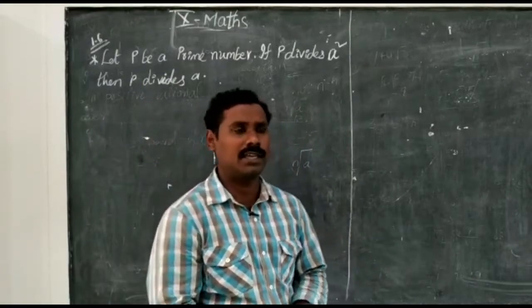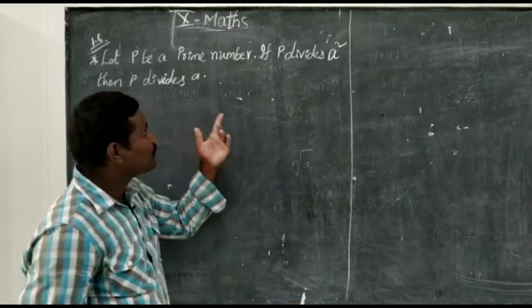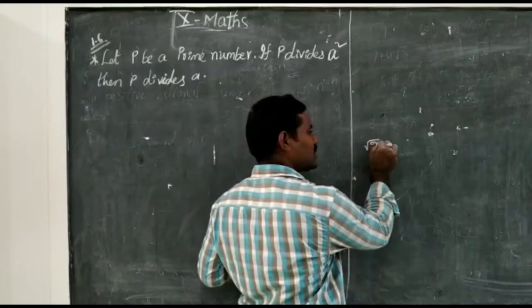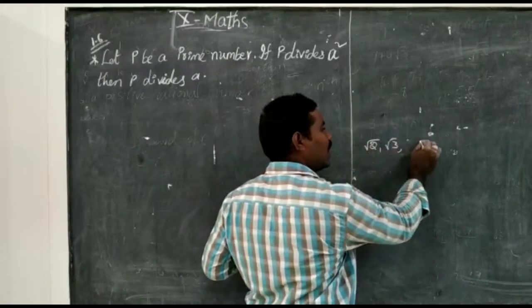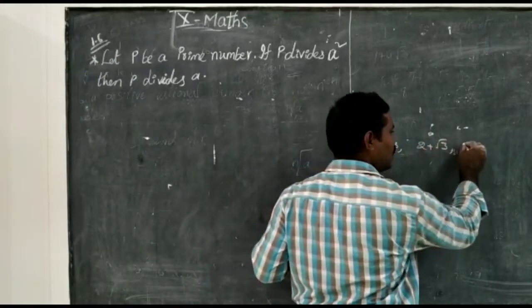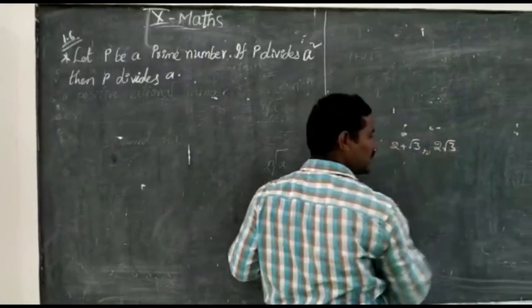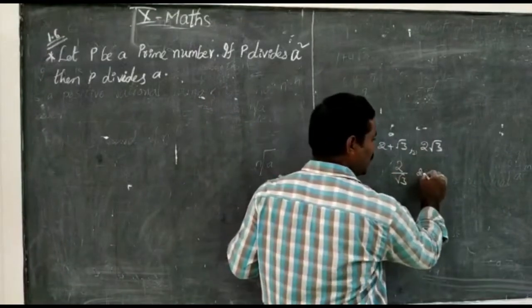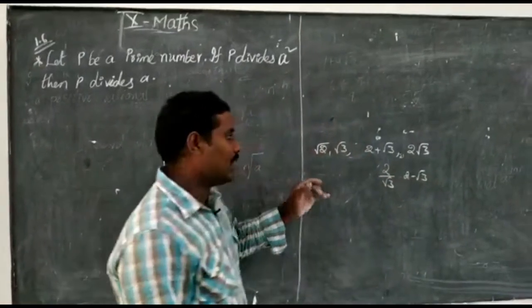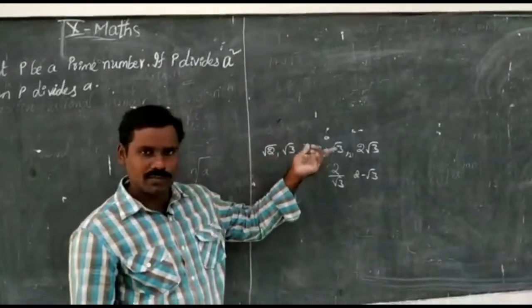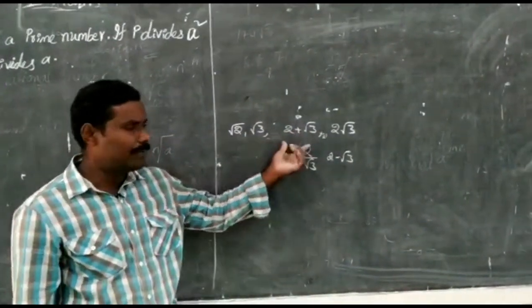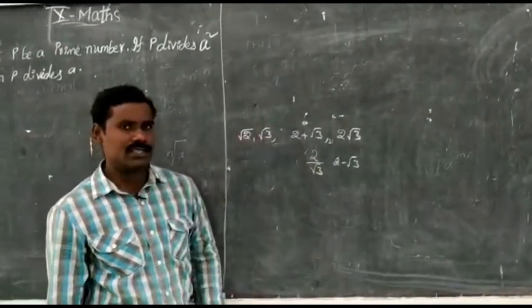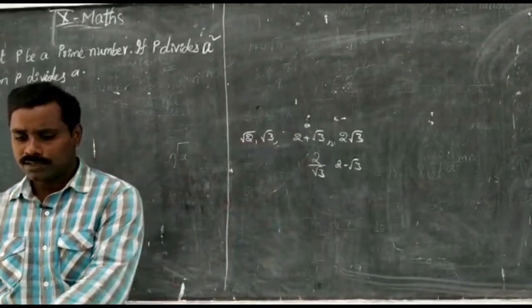Now today's concept is irrational numbers. Let us prove root 2 is irrational, root 3 is irrational, or 2 plus root 3 is irrational, or 2 times root 3 is irrational, or 2 by root 3 is irrational, or 2 minus root 3 is irrational. Either root 3, root 2, root 5, root 6 are irrationals, or the combinations using the fundamental operations are irrational. Before going to this, let us go to page number 13.